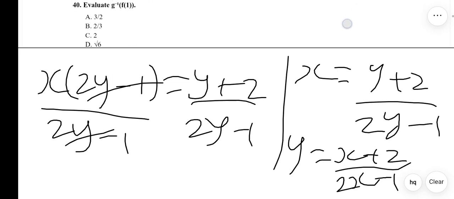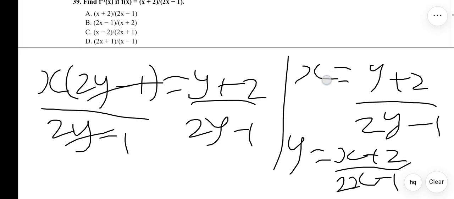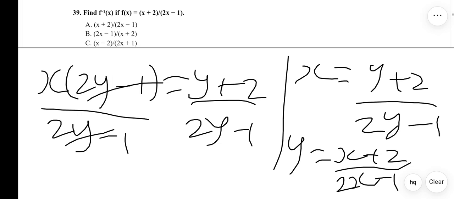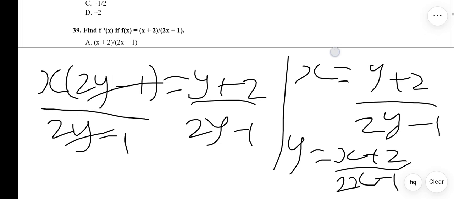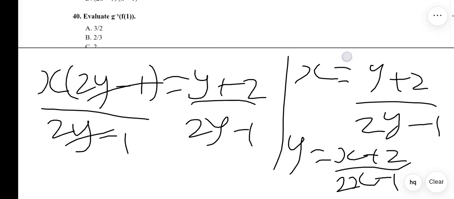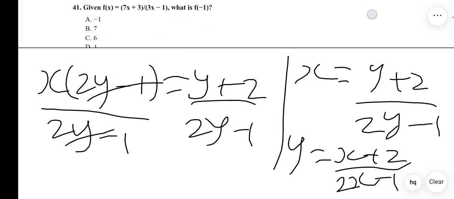Okay, so for question number 40, I was asked to find the g inverse of f of 1 for this function. So first of all, I can't see. Okay, that is the question we solved earlier. The repetition in these questions.